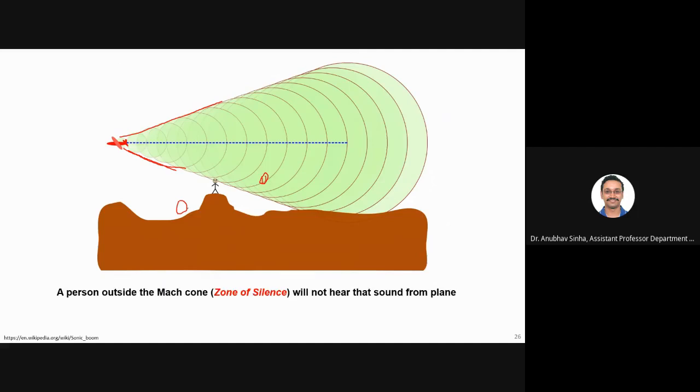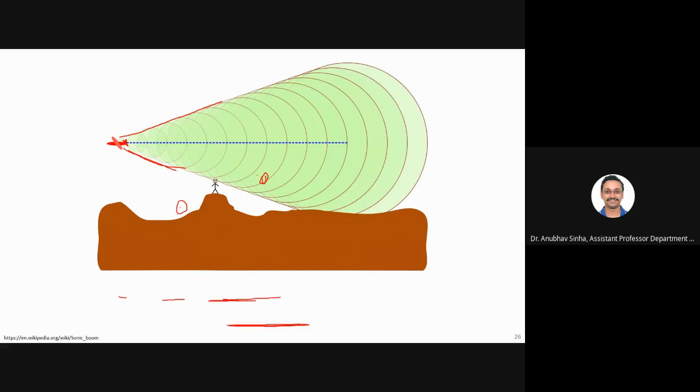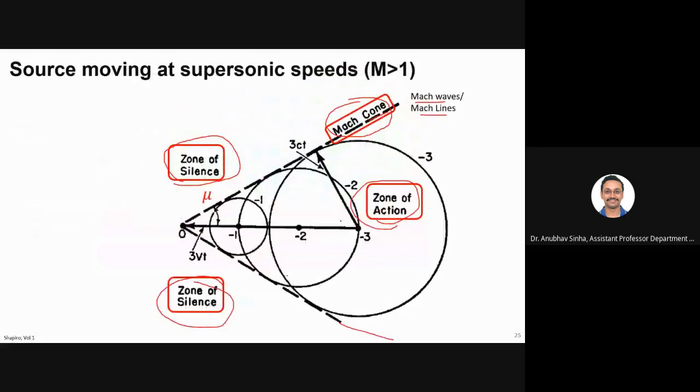Okay, so these are called zone of silence and zone of action. If you are outside the Mach cone, you are in the zone of silence. You don't hear. Basically, you are standing here. You can see that the plane is going past you, but you will not hear the sound. The plane has moved on first and then you hear the sound. That is what is happening here. So a person outside the Mach cone is in the zone of silence, and a person inside the Mach cone is in the zone of action. That is what is shown here: zone of silence and zone of action.